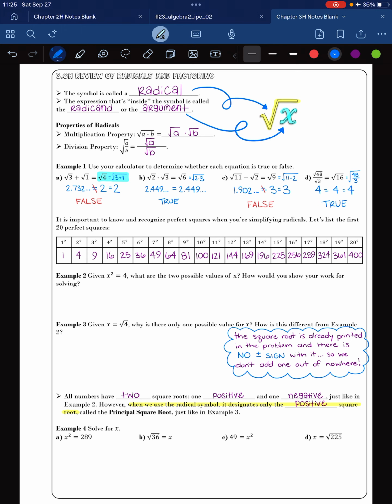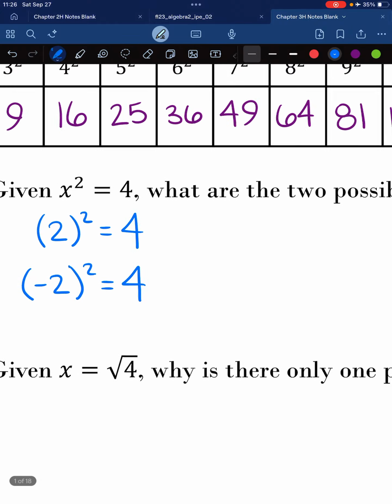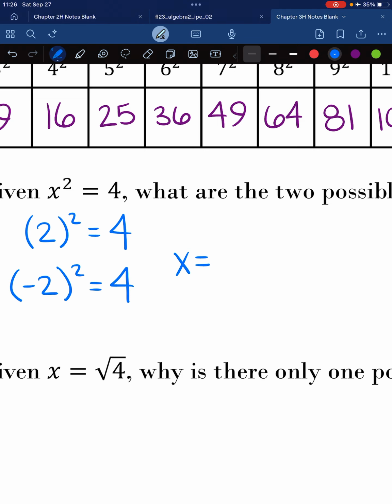Let's move on to example 2. So given that some number squared is 4, what are the two possible values of x? Okay, well, hopefully you know that I could square 2. 2 times 2 is 4, but also negative 2 times negative 2 is 4, right? So 2 squared equals 4. Negative 2 squared also equals 4. So it looks like my solutions could be positive or negative 2.